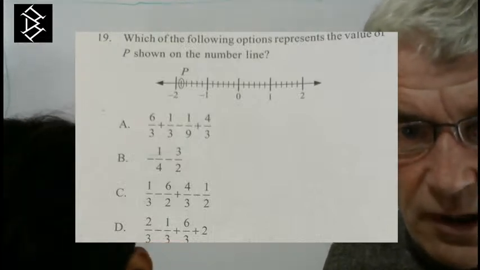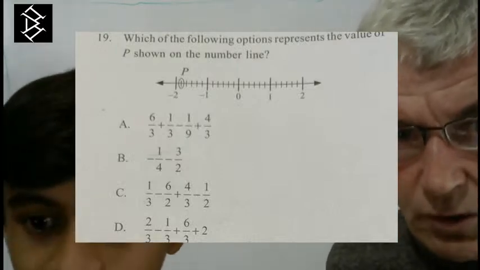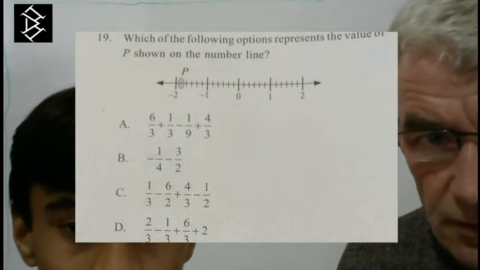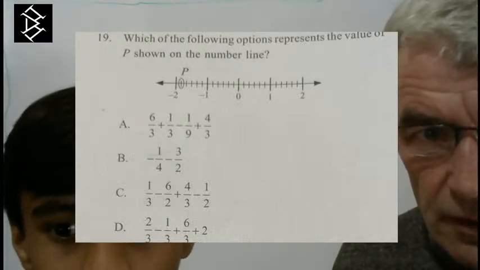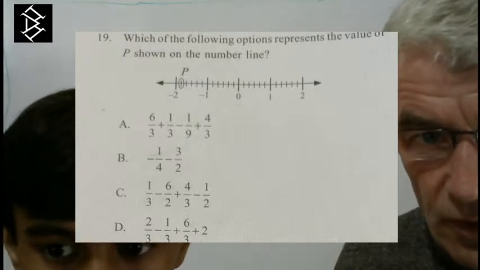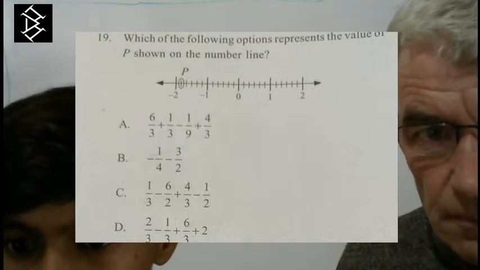What about part A? Well, 6 over 3 is 2. 4 over 3 is 1 point... What's 4 over 3? It's 1 and 1/3. Yeah. So I'm going to have 2 and 1/3, so definitely not option A. Do you understand? In your mind, you can eliminate some of those, can't you?